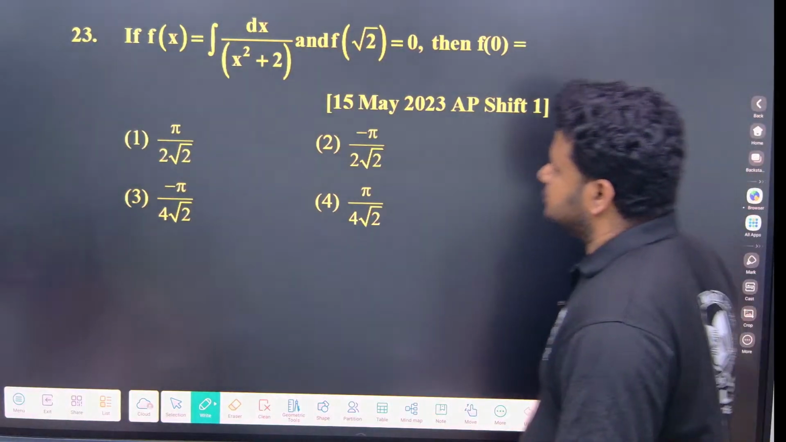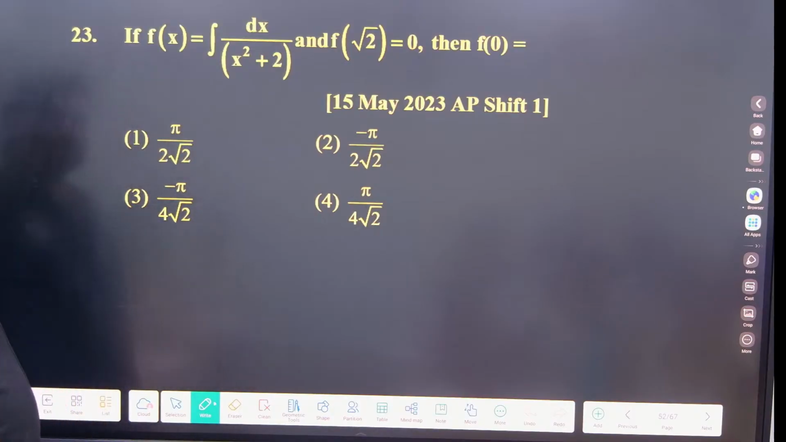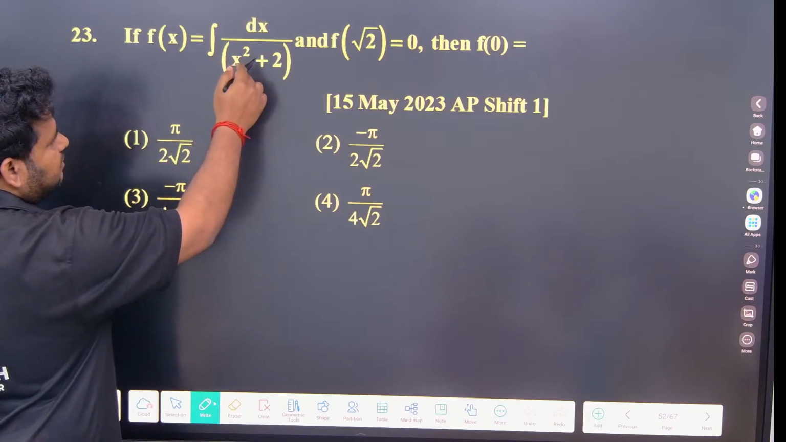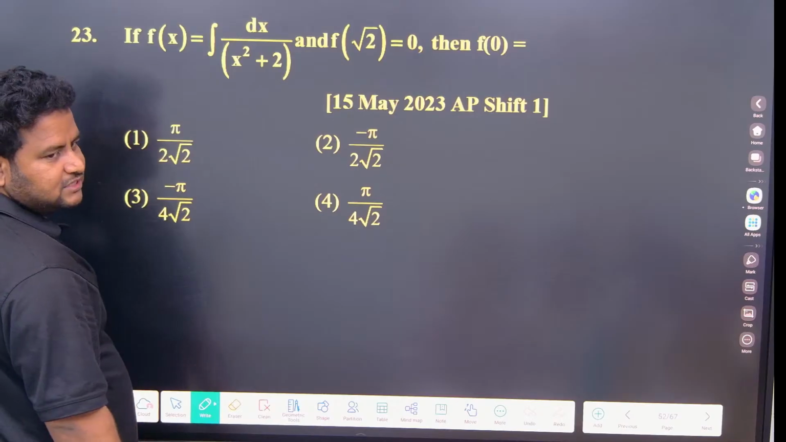Look at this question. It is given that if f of x is equal to the integral of 1 by x square plus 2 dx, and f of root 2 is equal to 0, then f of 0 is equal to what? So first let us find the integral of this. 1 by 2 plus x square is given.